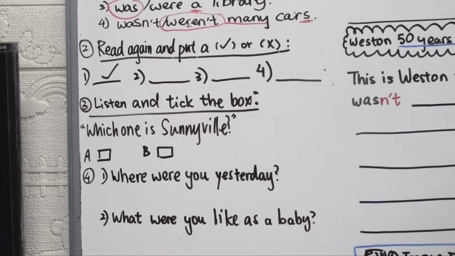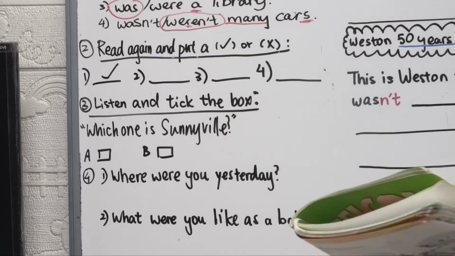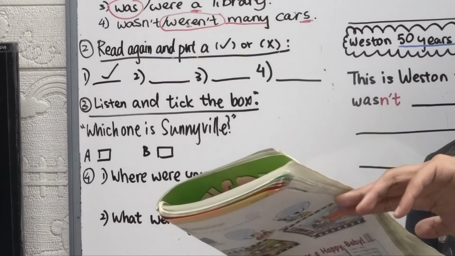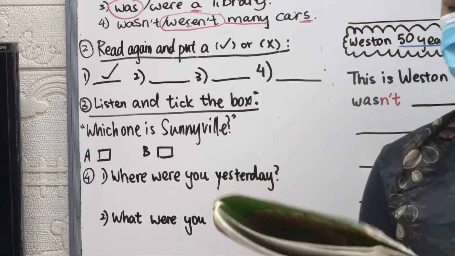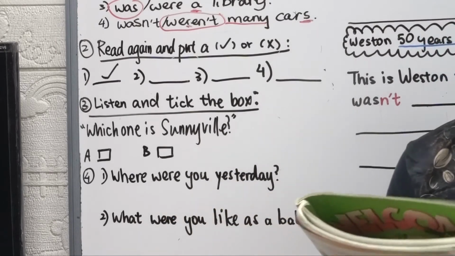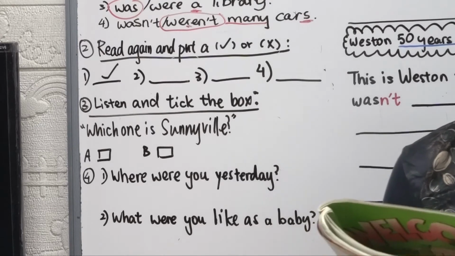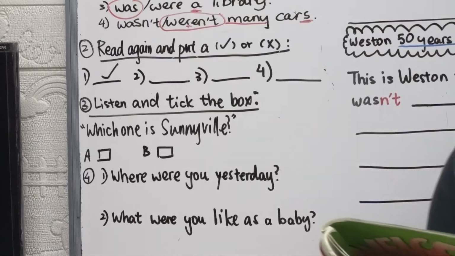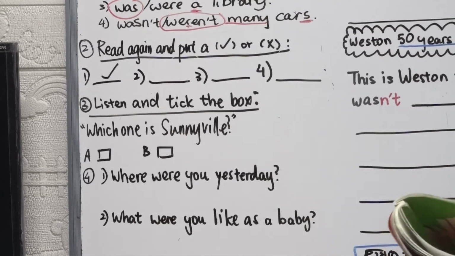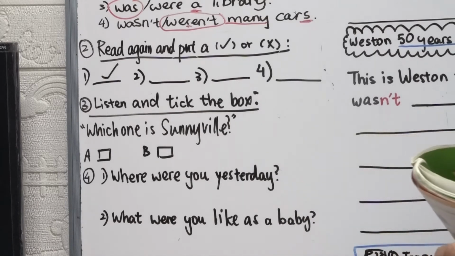Alright? Now I'll give you around 30 seconds, maybe 30 to 45 seconds. Answer questions number 2 to 4 by yourselves. Alright, your 30 seconds starts now. Number 2, there aren't many cars in Small Town Now. Number 3, there wasn't a butcher in Small Town 50 years ago. And number 4, there was a library in Small Town 50 years ago.